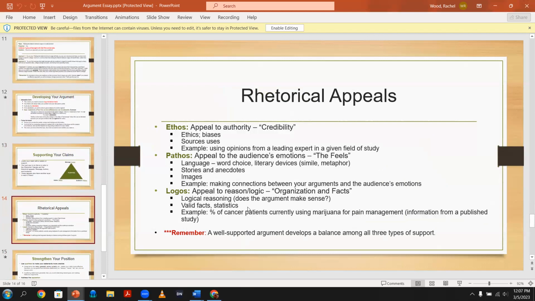Again, like I said, here's a definition. I just went over them. A well-supported argument develops a balance among all three of those: logos, pathos, and ethos. So you'll have all of those things. Does your argument make sense? So logos has the percentage of cancer patients currently using marijuana for pain management if you're talking about legalizing medical marijuana. So you have all of those.